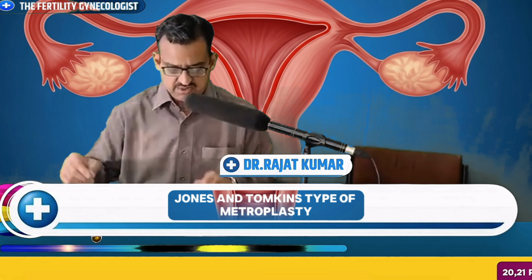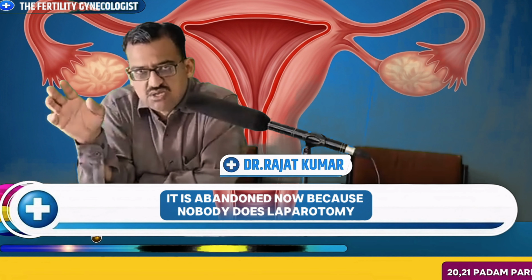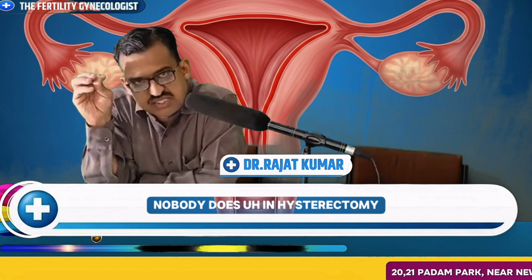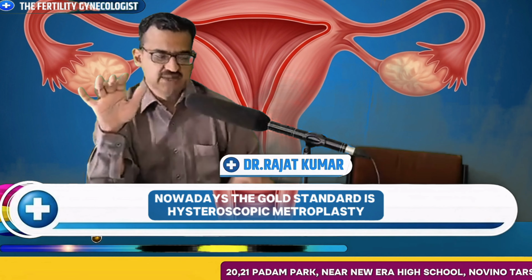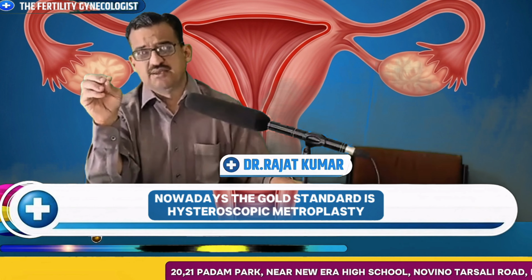There is a term called Jones and Tompkins type of metroplasty. It is abandoned now because nobody does laparotomy. Nobody does hysterotomy for the same. There is a long period of rest, a long period after which the patient can think of conceiving. Nowadays, the gold standard is hysteroscopic metroplasty.